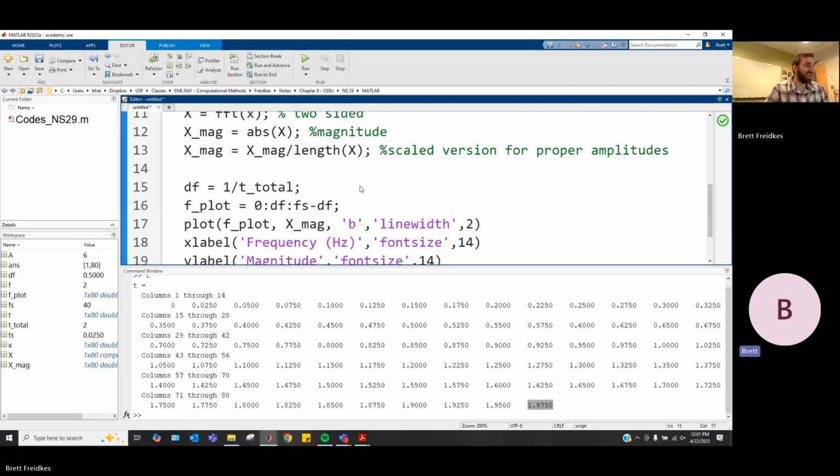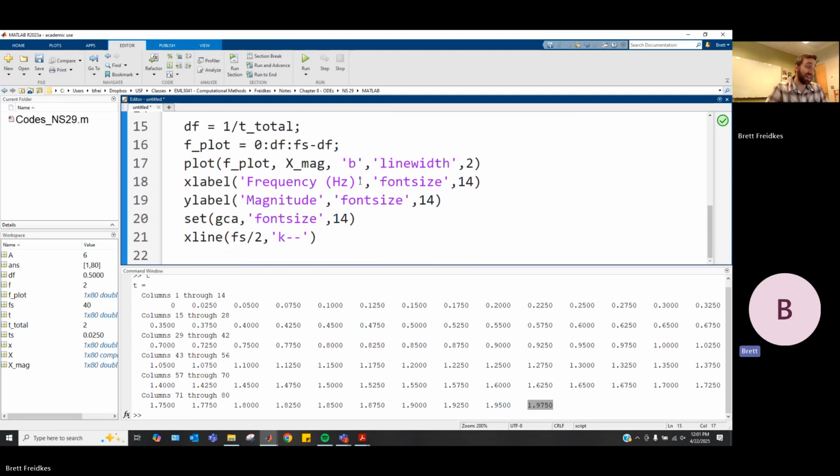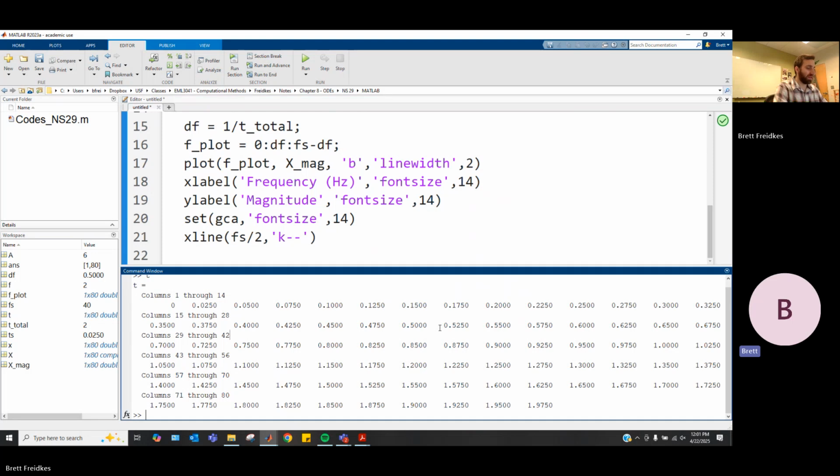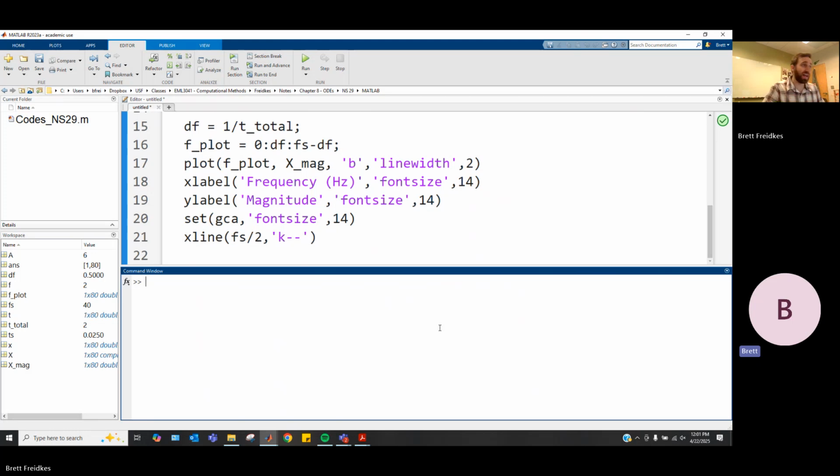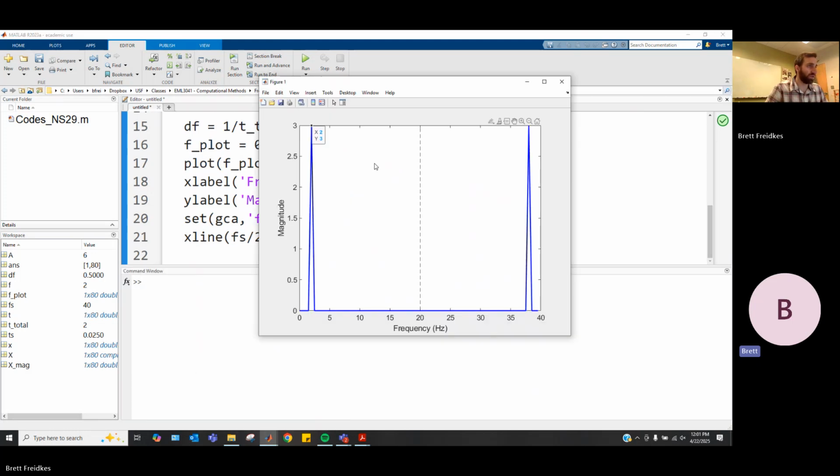Our frequency resolution is based on what is the lowest frequency we can fit inside of our total acquisition time. So we just look at the period of that time, essentially. We set up our f plot. If we look at the size of f plot, that is also 1 by 80. All the sizes are matching, which allows us to plot it. And we ultimately result in this function, which shows us that we have frequency content at 2 hertz and -2 hertz. But in MATLAB, it shows up on the other side of the Nyquist frequency.